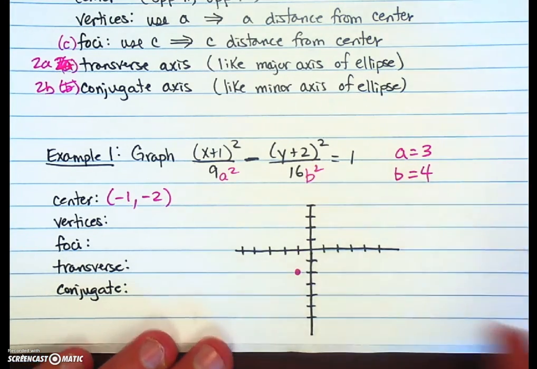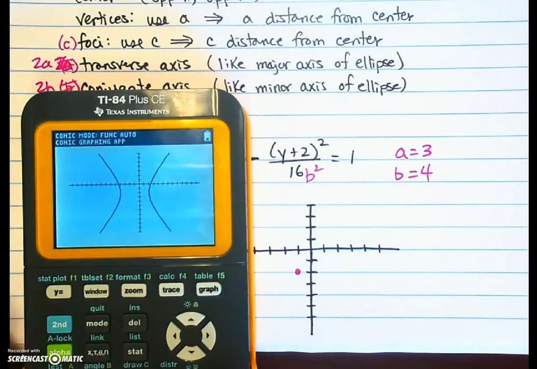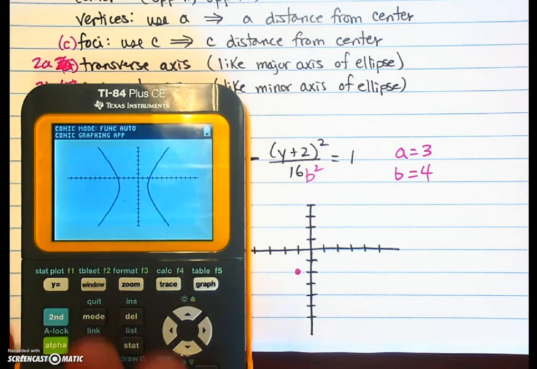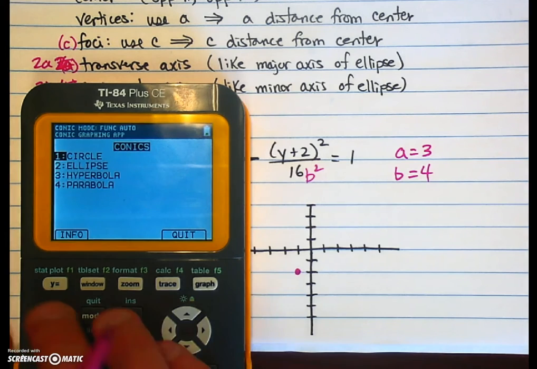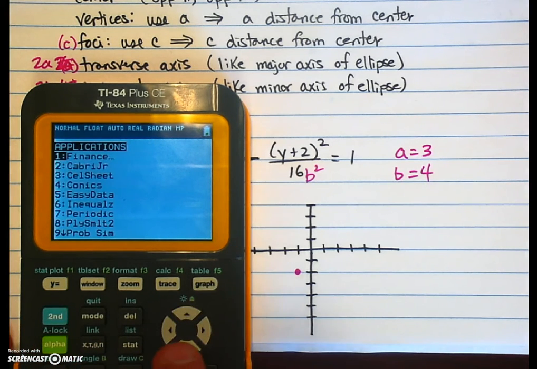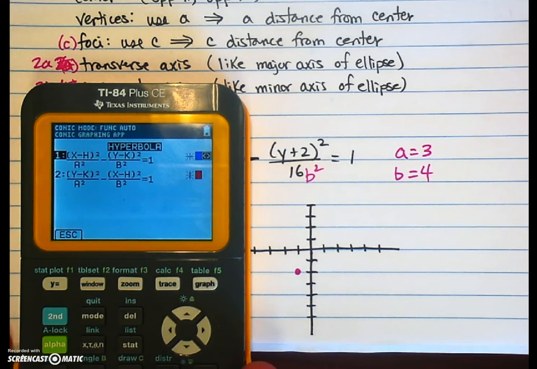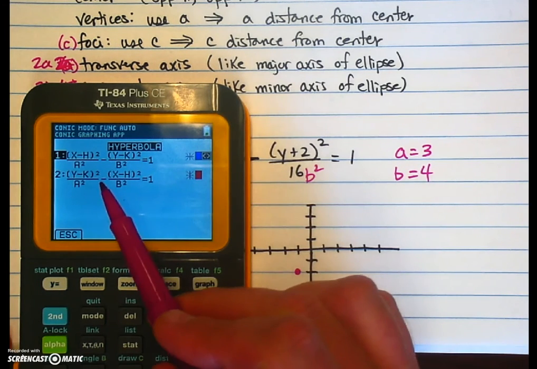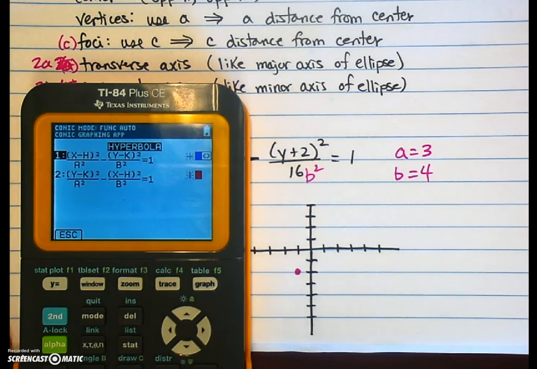So what I'm going to do now is go to my calculator. I'm going to go into my apps menu. All right, so we go apps. Actually, let me just quit out of there. So we go apps, go down to conics, and I'm going to go to hyperbola. Okay. Now here's what's nice. When you look at the standard forms here, notice that a squared is always the first one. So it's the standard forms that I gave you.